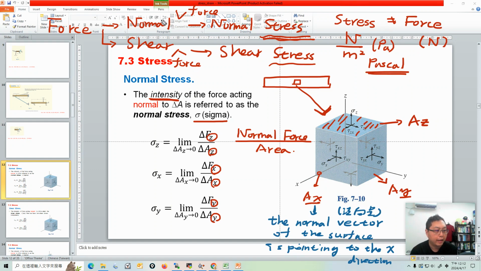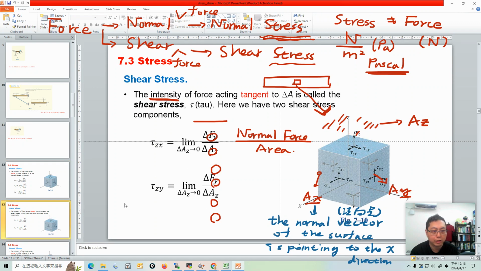Since we have normal stress, there is another terminology called shear stress. Shear stress is also an intensity. But the difference between shear stress and normal stress is the direction. What does that mean? Let's see the other slide. Let me erase this.